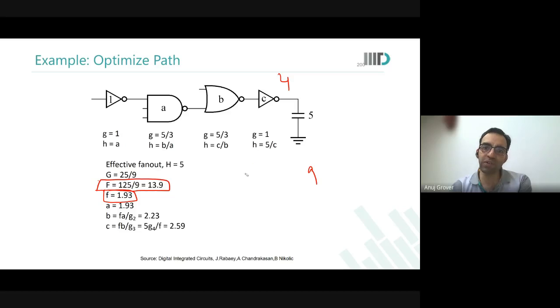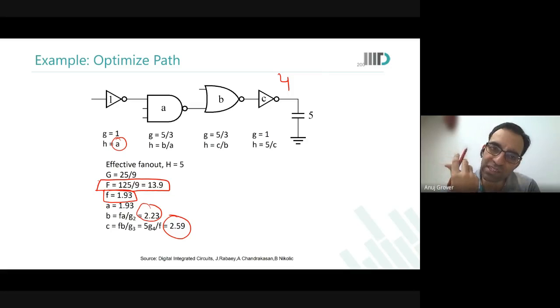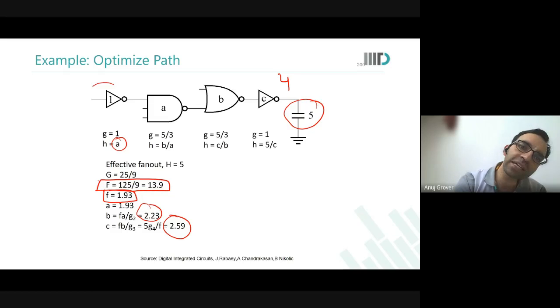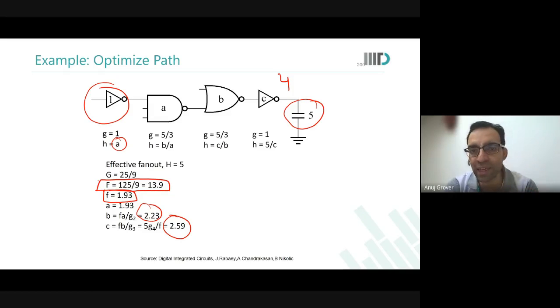Now, since you have f as 1.93, at once you can utilize that to estimate A, B, and C. A is 1.93. B is f times A divided by G2, where G2 is 5 by 3, so you will arrive at this number. And C is 2.59. So without doing even a single simulation, just by knowing the output load and the constraint on the input load, you are able to estimate an optimal size for your entire chain.